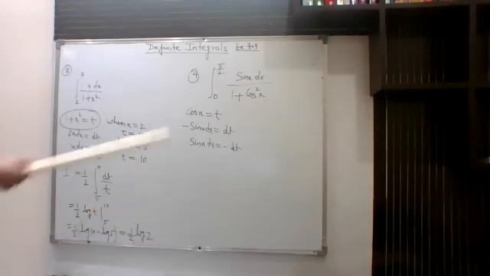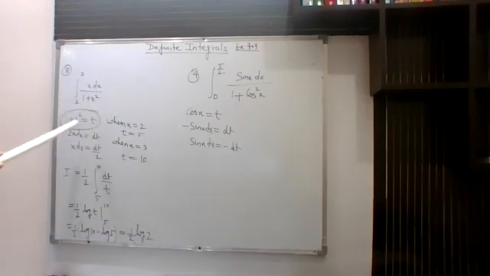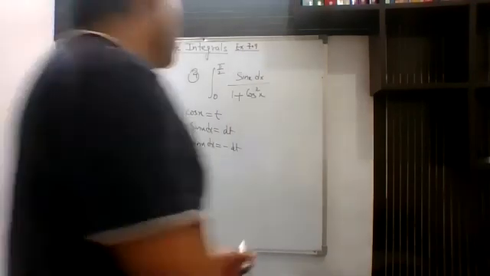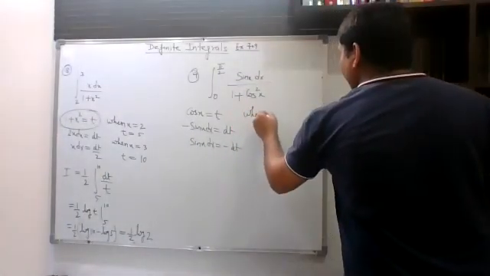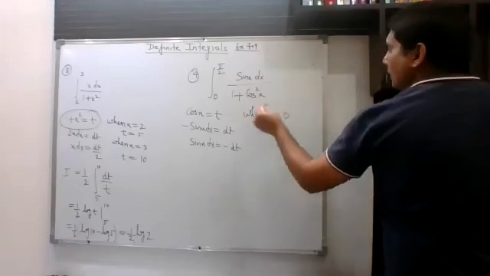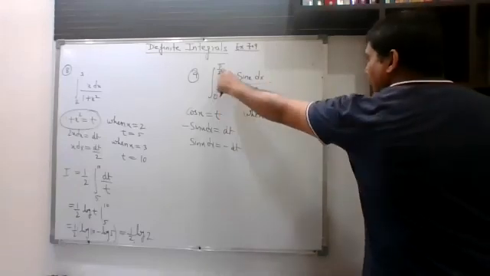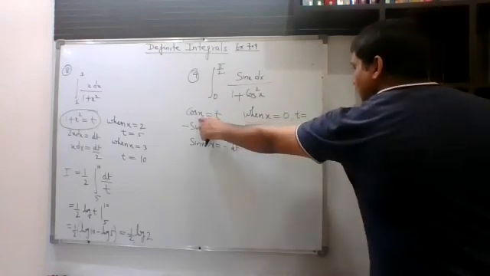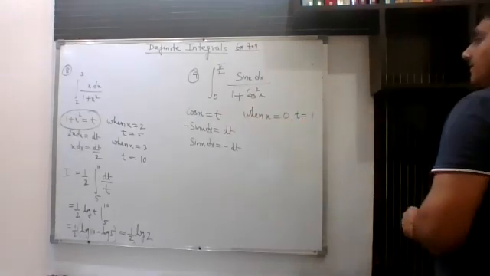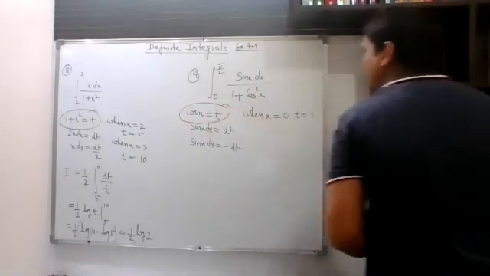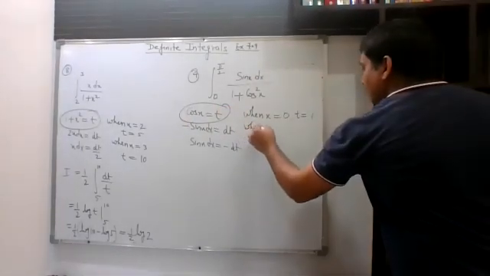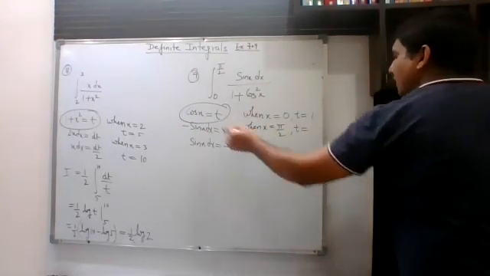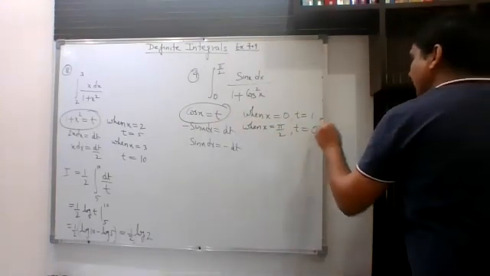Now, as in the previous example, I told you that you have to change the limits. So here also we are supposed to change the limits. Let us change the limits now. When x is equal to 0, because you can see that with respect to x, your lower limit is 0 and your upper limit is 90. So when x is 0, correspondingly your t will be equal to cos 0, which is simply 1. Now, when x is 90, you can put cos 90, which is simply 0.